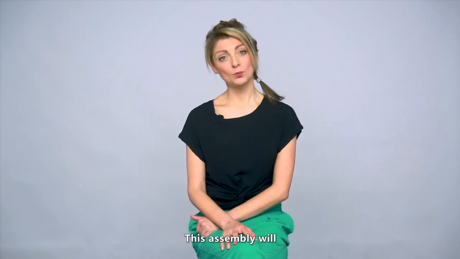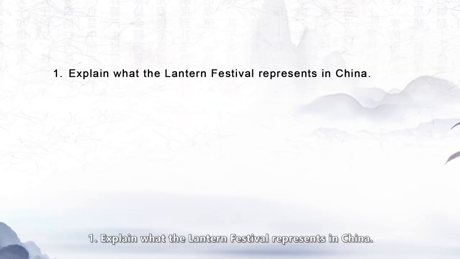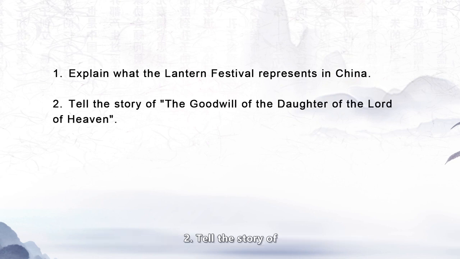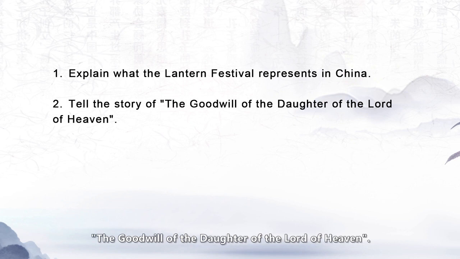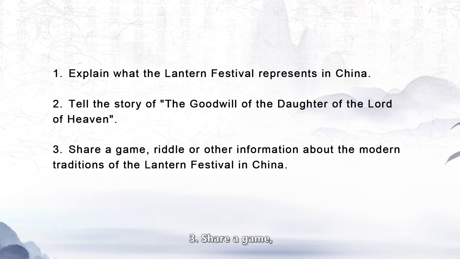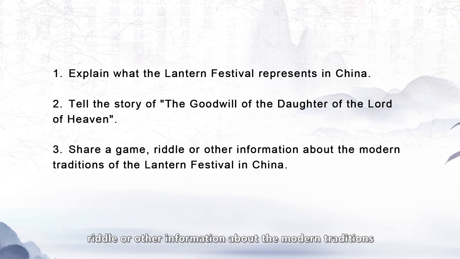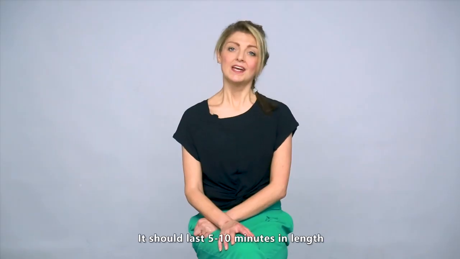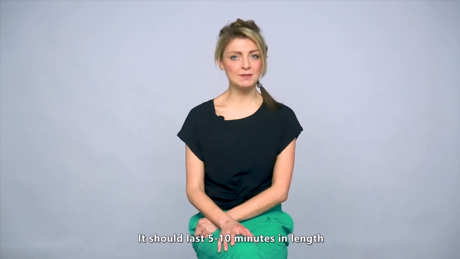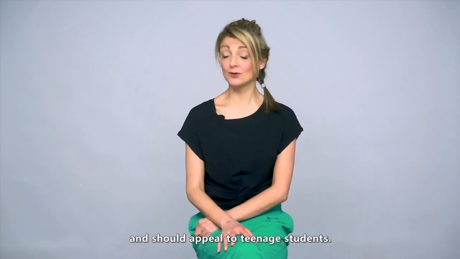This assembly will, number 1, explain what the Lantern Festival represents in China. Number 2, tell the story of the Goodwill of the Daughter of the Lord of Heaven. Number 3, share a game, riddle, or other information about the modern traditions of the Lantern Festival in China. It should last 5 to 10 minutes in length and should appeal to teenage students.